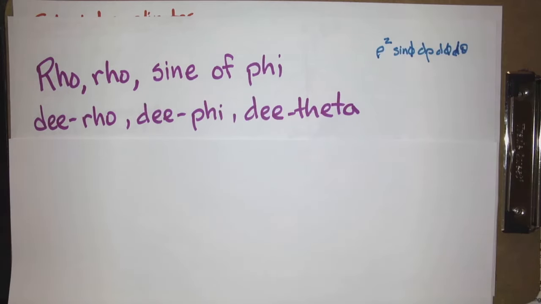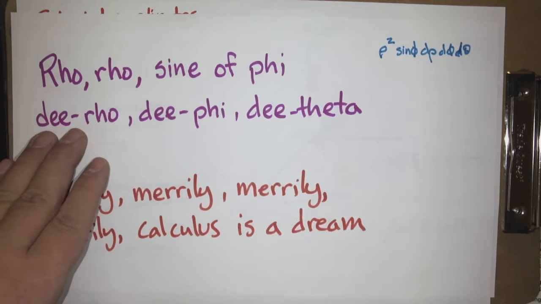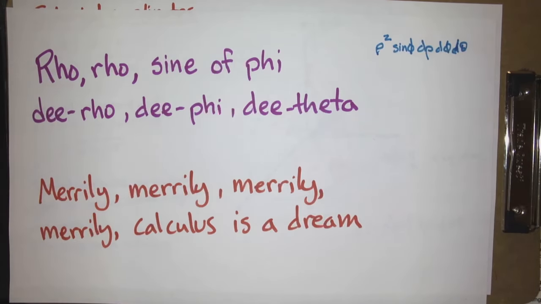Okay, so I sang it once. We now need to do it together. You ready? Rho, rho, sine of phi, d rho, d phi, d theta. Now, there is, of course, the rest of the song. Merrily, merrily, merrily, merrily, calculus is a dream.